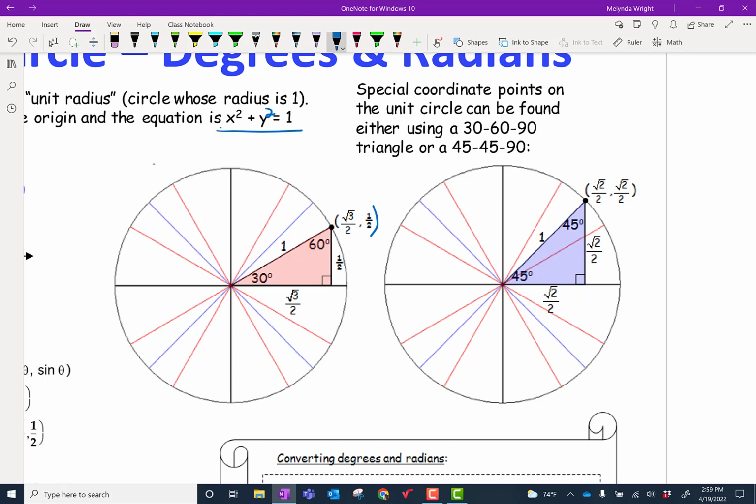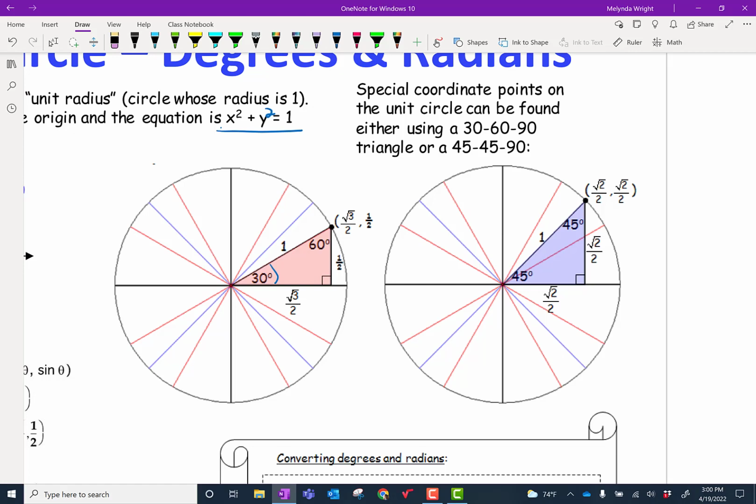What does that mean? If this radius is 1, which it is because it's a unit circle, and this is 30 degrees and this is 60 degrees, then you would calculate these side measures using the special properties of 30, 60, 90 right triangles. Same thing for 45, 45, 90. With a radius of 1, and in this case the hypotenuse 1, we would calculate our side measures and get root 2 over 2.